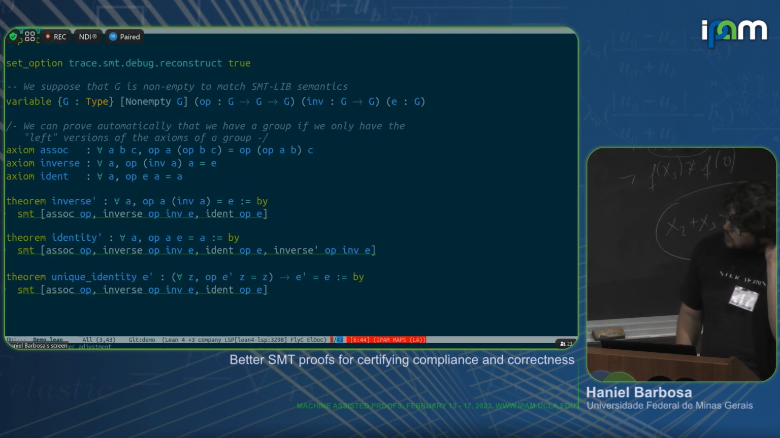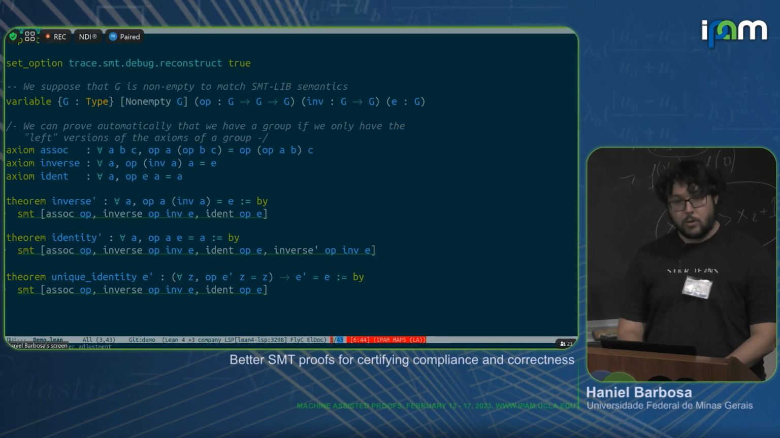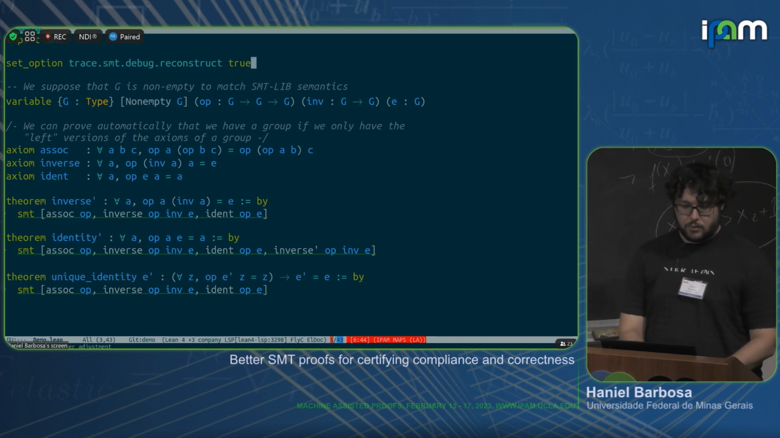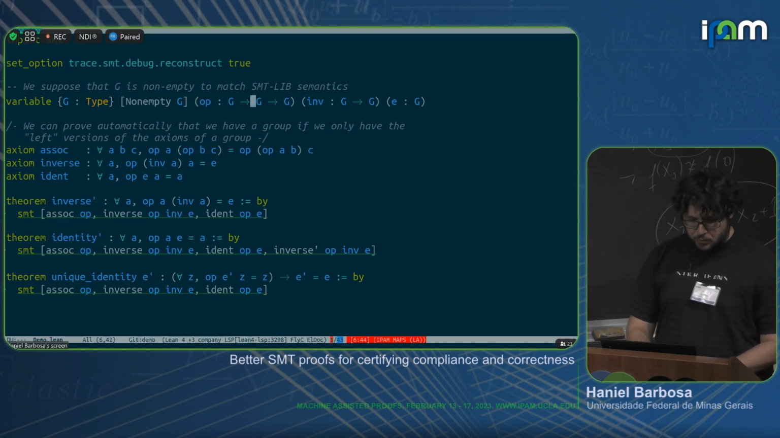So this example I took from the SMTCoq website. SMTCoq is such a tool as I described for the Coq proof assistant, which uses the veriT solver to produce proofs and lift them. It also uses CVC4.